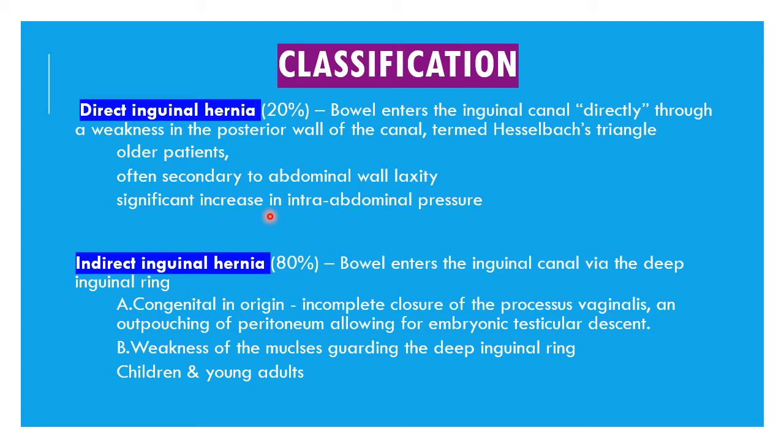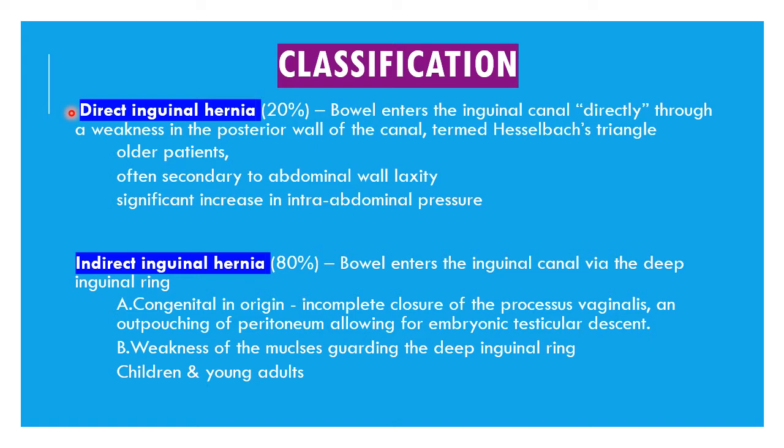Inguinal hernias are classified into 2 broad categories. First, the direct inguinal hernia, which accounts for around 20% of the cases. In this condition, the bowel, usually the intestines, enters the inguinal canal directly through a weakness in the posterior wall of the canal, usually termed the Hesselbach triangle. This is usually in older patients where there is weakness of muscle due to aging and use. Often it is secondary to abdominal wall laxity and significant increase in intra-abdominal pressure.